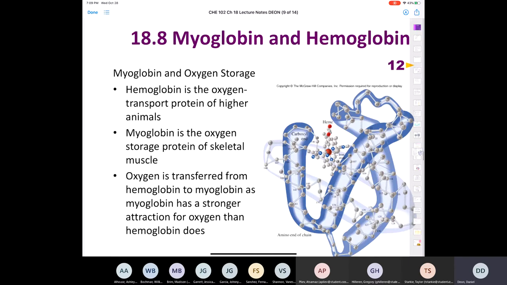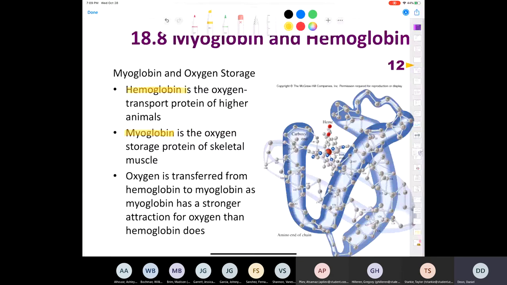Hemoglobin is the oxygen transport protein of higher animals. So it's how we move oxygen around our body. And myoglobin is the oxygen storage protein in our muscle. Oxygen is carried throughout the circulatory system, and it's transferred from the hemoglobin to myoglobin in the muscle. Now, how would that even happen? It must mean that myoglobin has a greater affinity for oxygen than hemoglobin does. And that is, in fact, true.